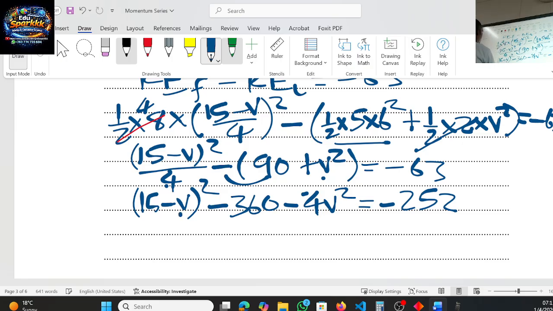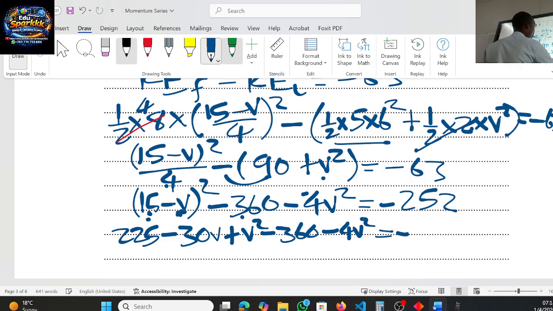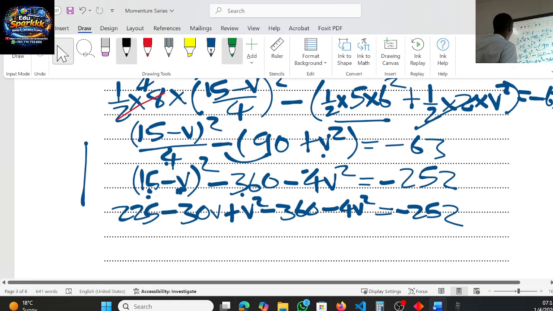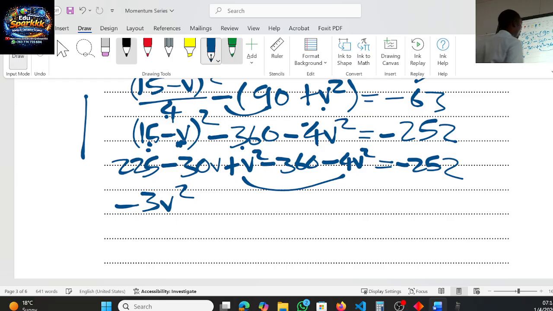Then if I open the brackets here, I'll have 15 squared, that's 225, and these two doubled is minus 30v, and when I square this, it gives me positive v squared minus 360. We are now here, minus 4v squared. We are saying this is minus 252. I want to put my equation in standard form and see if I can factorize. Let's try and have a look. These are like terms, so they'll end up giving us minus 3v squared. And when I move to terms with v, I have minus 30v there, so it will simply be minus 30v.